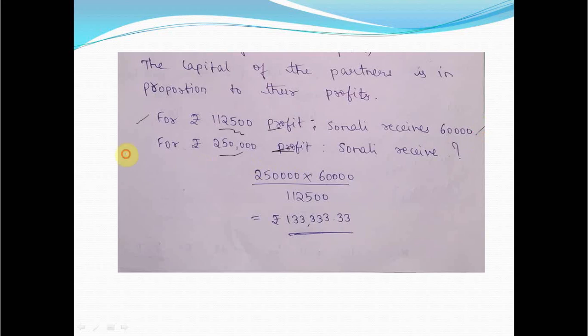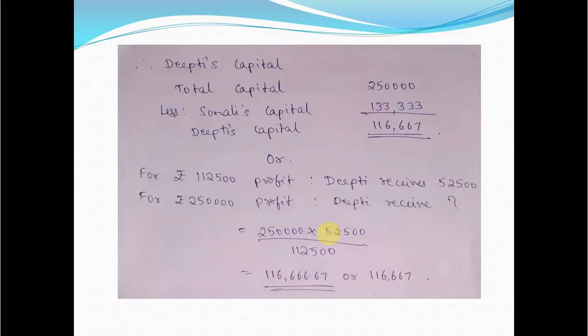Then for 2,50,000 capital, what will Sonali's capital be? By cross multiplication, 2,50,000 into 60 divided by 1,12,500, the amount is 1,33,333. This is Sonali's. In this way we can calculate Dipti's as well.